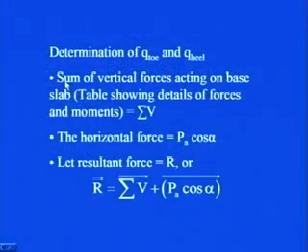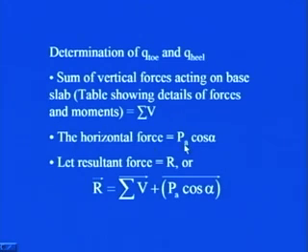So, first of all, we really need to find out the magnitude of Q toe and Q heel. Let us try to see the steps to be followed for the determination of Q toe and Q heel. For that, we have the sum of vertical forces acting on the base slab. I have already shown you a table with the details of all the forces and moments when we were finding the factor of safety against overturning. So, you already have this summation of V with you.